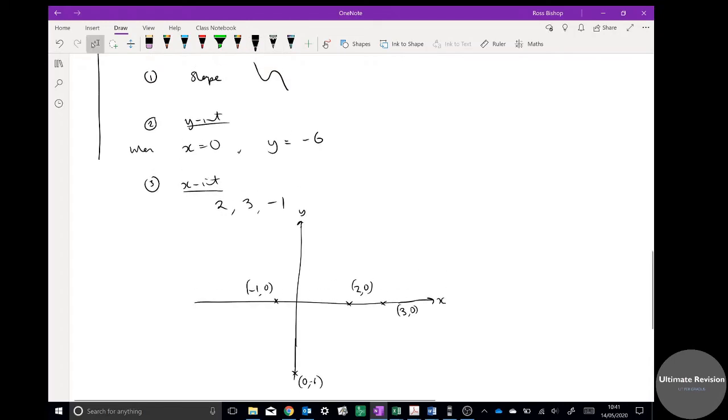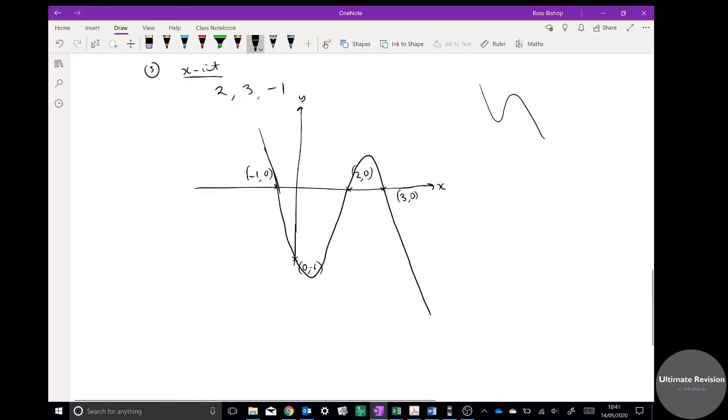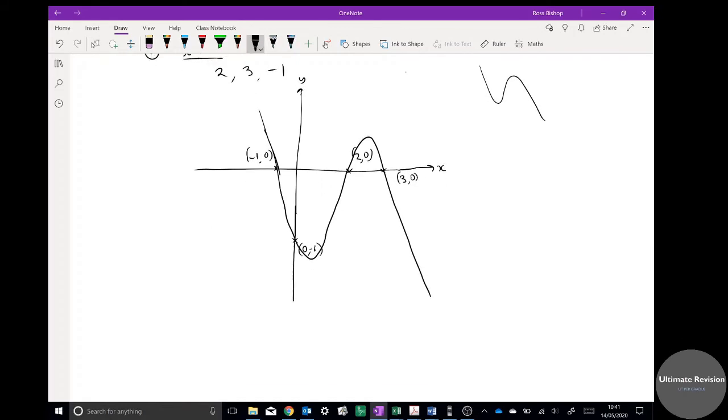And remember, it's this shape here. There's only one way I can ever draw these. So it's going to go through there, bounce up and down. And there we go. Okay, so there you go. That's how you sketch cubics.